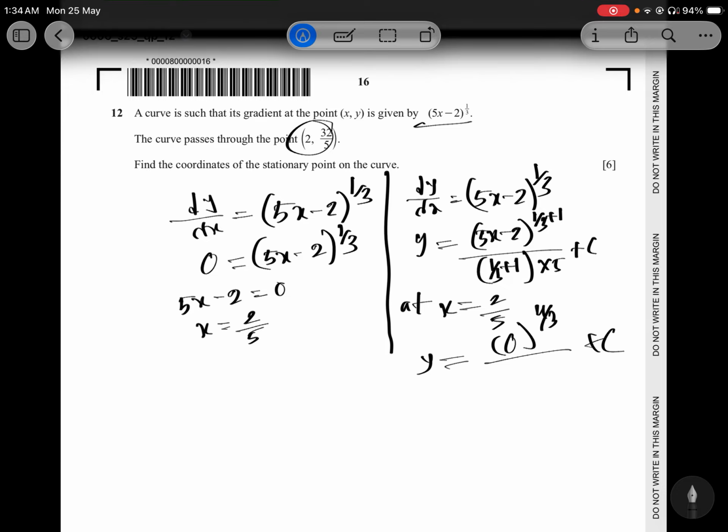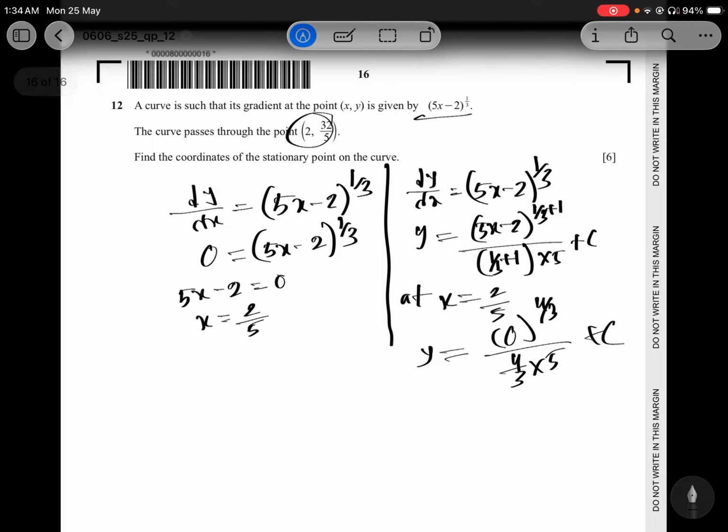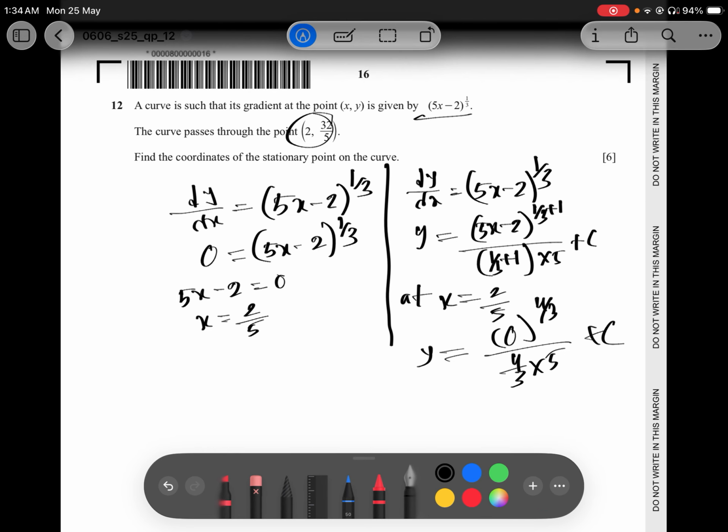So just see, 4 by 3 times 5. Okay, so I can input the value of c is like 32 by 5, I don't think so. That would be much more appreciating, I guess. I can input the gradient value x, right? 2 by 5. If I input that value, what would be the point? So there is no point actually.